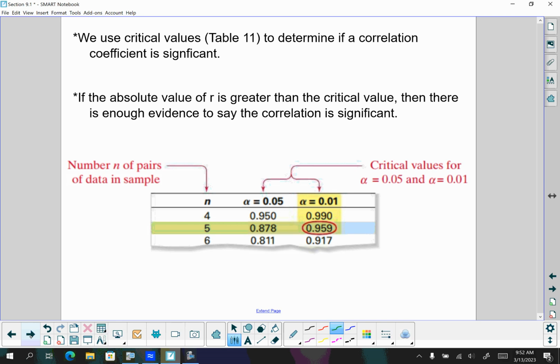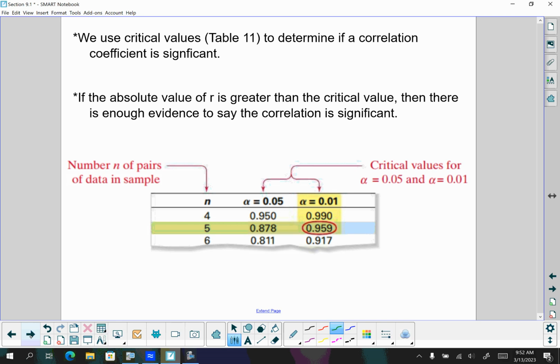There are two things that you need to use this table. You need n, which is the number of pairs of data that you have, and then you need alpha, the Greek letter alpha, which is a level of significance. Alpha will be given to you, and we'll talk more about alphas in later chapters, but for right now, just know that it's a value that's going to be given to you, and that's the level of significance that is used for that particular problem.